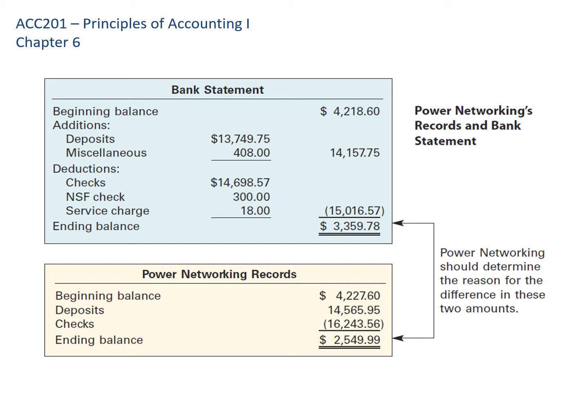Why is there a difference between those two numbers? That's the purpose of this reconciliation, to figure that out. The real amount that we have in the bank, or the real amount of cash that we own, is probably a number between those two numbers. It's neither of those two.